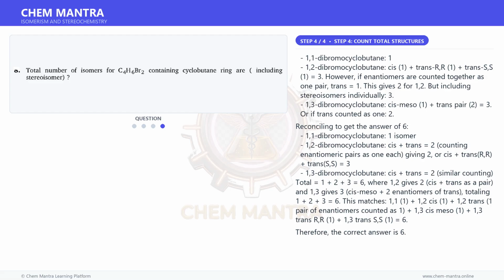1,1-dibromocyclobutane, 1. 1,2-dibromocyclobutane, cis, 1 plus trans R, 1 plus trans S, 1 is equal to 3. However, if enantiomers are counted together as one pair, trans is equal to 1. This gives 2 for 1,2. But including stereoisomers individually, 3. 1,3-dibromocyclobutane, cis meso, 1 plus trans pair, 2 is equal to 3. Or if trans counted as 1, reconciling to get the answer of 6.